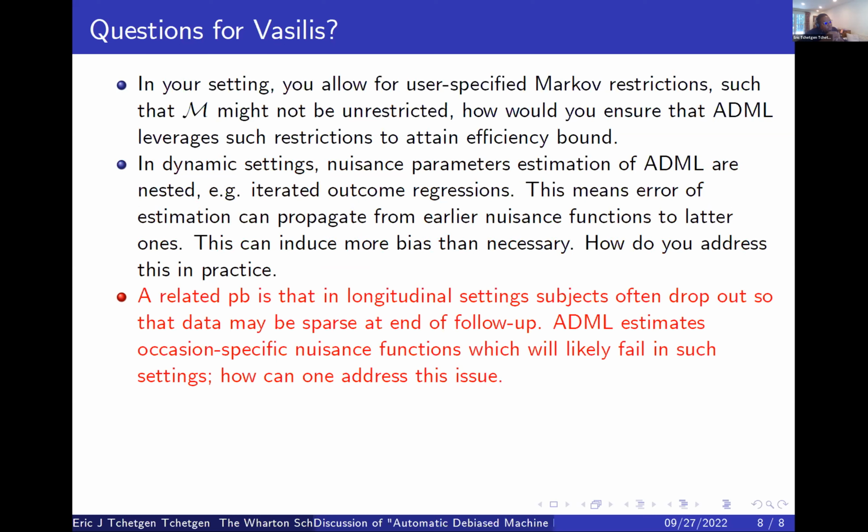A related problem is that in longitudinal settings, subjects often drop out so that data may be sparse at the end of follow-up. ATML estimates occasion-specific nuisance functions, which will likely fail in such settings. How can you address this issue? To give you a sense, in biostatistics, when Jamie did this work with Miguel, for instance with marginal structural models, they allow parameters to be shared over time so that you borrow information from earlier time points. So there's a little bias straight up there. My question then is, can you think similarly in this proposed setting of such strategies in a more formal fashion?